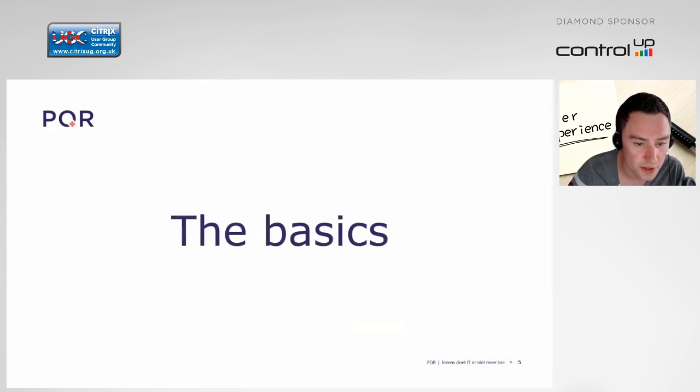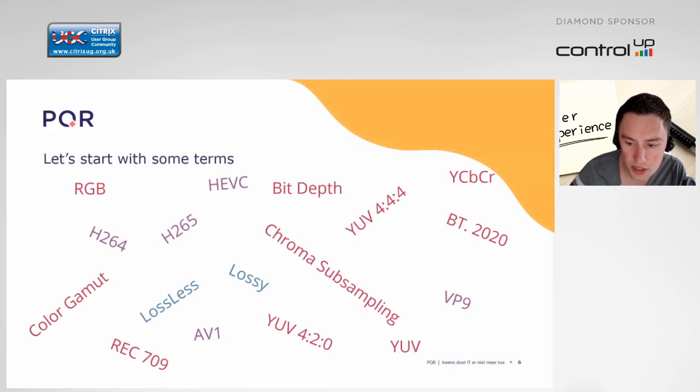All right, let's start with some basics. I don't know if somebody has already seen a session from me earlier, but if we talk about remoting protocols, there are so many different terms like H264 or color gamut or lossless, lossy, YUV. But what do they all mean and what's the impact on the user experience?